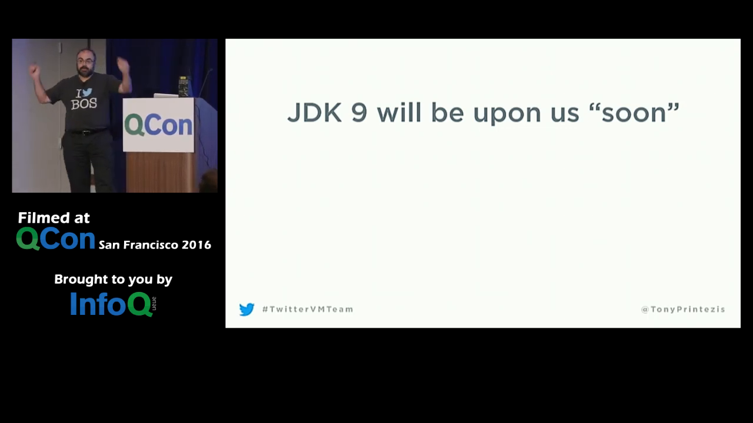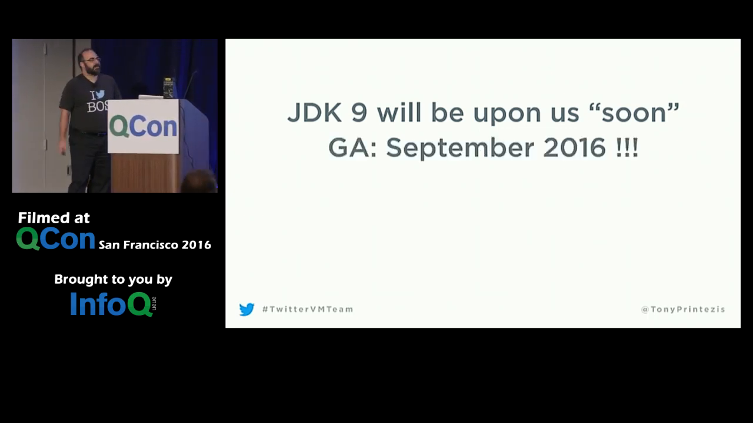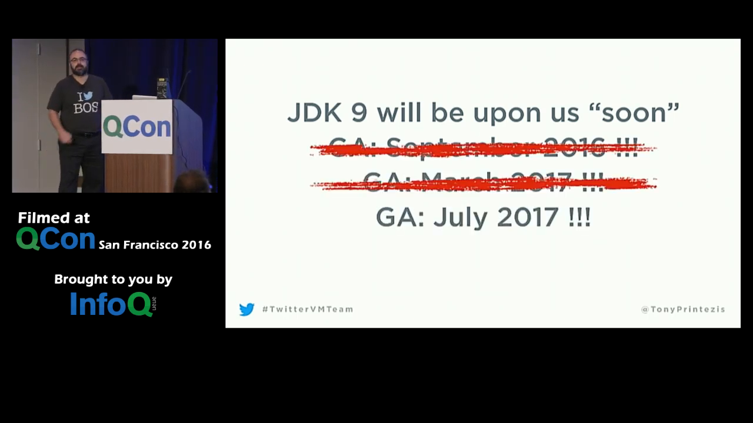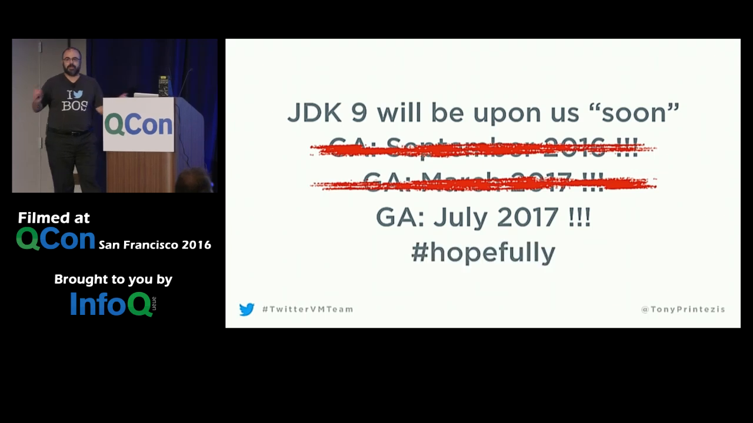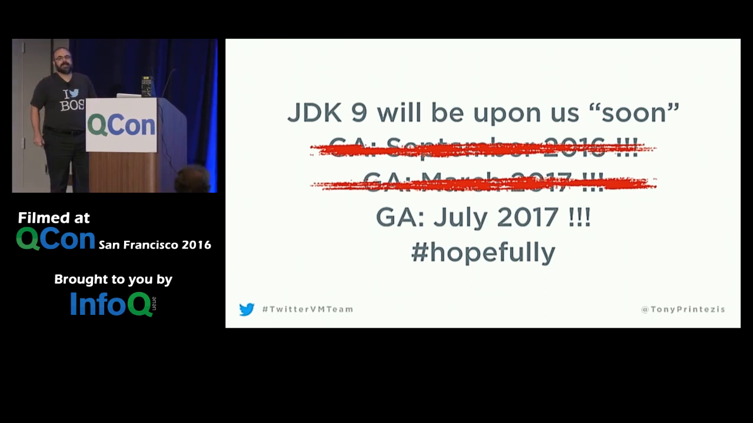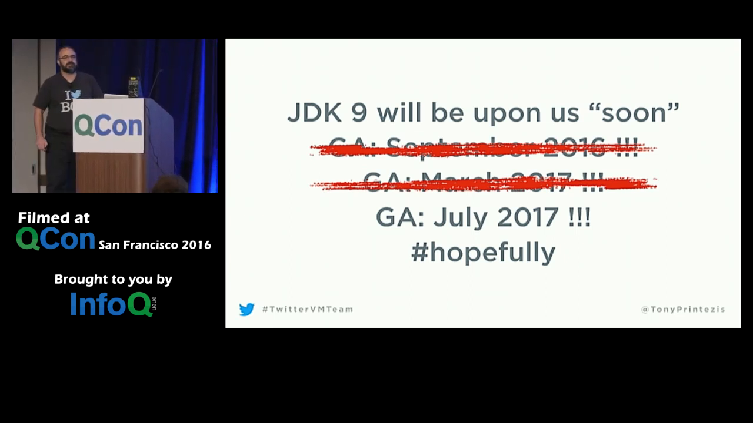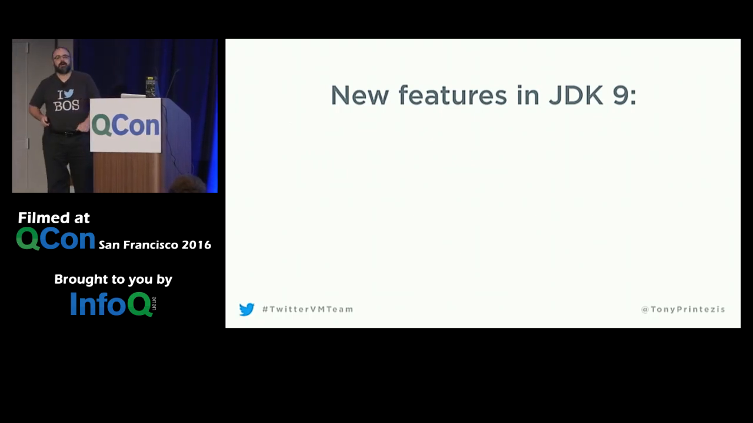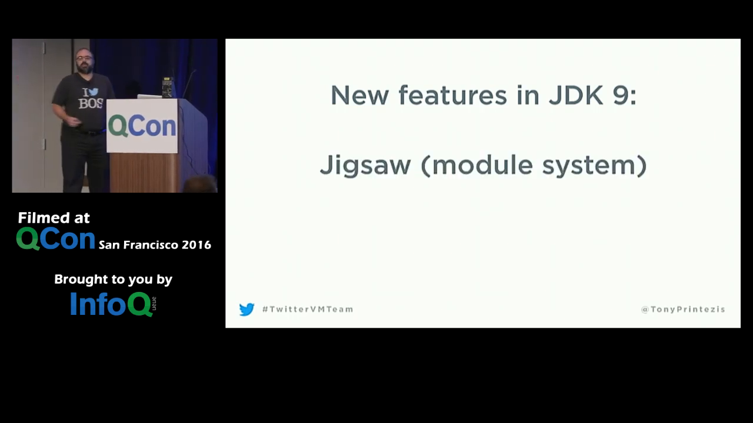So as we know, Java 9 is almost upon us, right? So this was the initial prediction, and well, it's been pushed out a couple of times. So hopefully, in July of next year, we're going to have the first general availability release of Java 9 that we can all move to and start using, right? So what are the new interesting features that will appear in Java 9? Well, the obvious one is Jigsaw, the new module system.